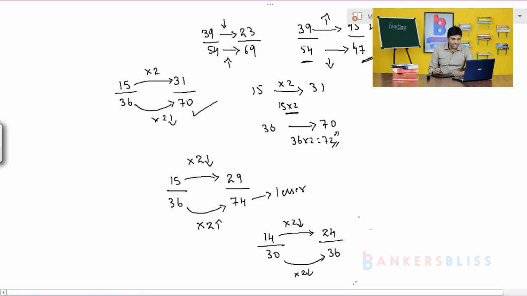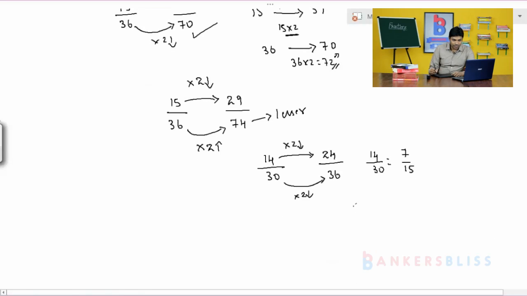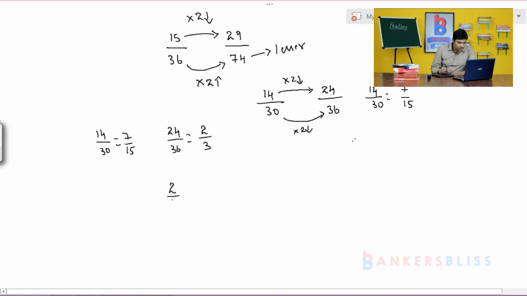So the given fractions are 14 by 30. If you reduce this one, how much are you going to get? 7 by 15. Next, 24 by 36. So you simplify this one. 12 twos are 24, 12 threes are 36. 2 by 3 means 66.66 percentage. But do we know the value of 7 by 15?